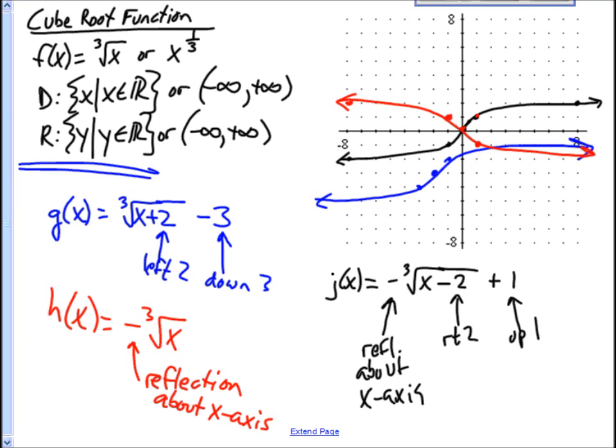If I just flip it over, I look like the red one right now, don't I? But then I've got to move that red one right 2, and up 1. Let me put that in black, sorry. And then everything else the same. Kind of like that. So that's our j of x.